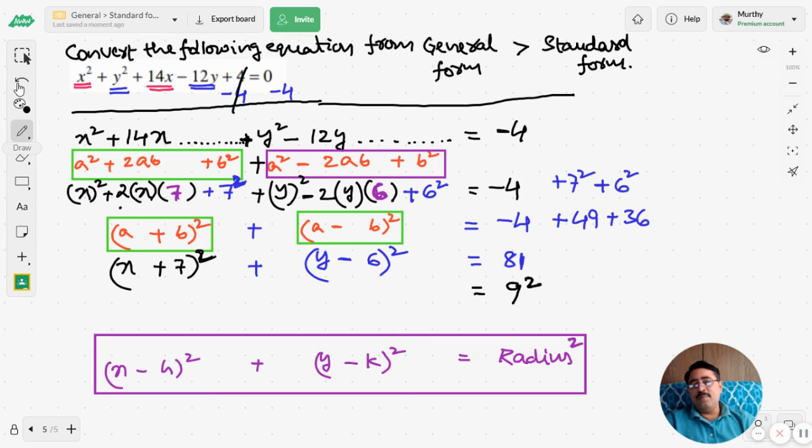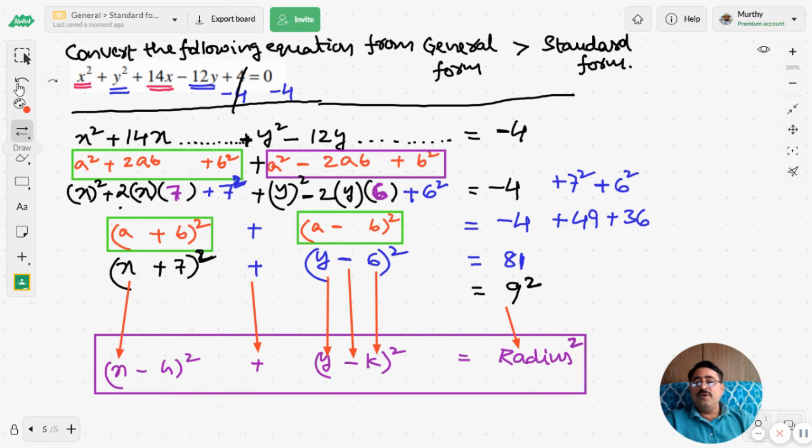Now let me compare. This is the last part. Here I see that y is matching, the negative sign is matching. So the value of k is 6 and the radius square is 9 square. So radius equals 9. For x, the positive sign is matching, but then the sign is not matching.